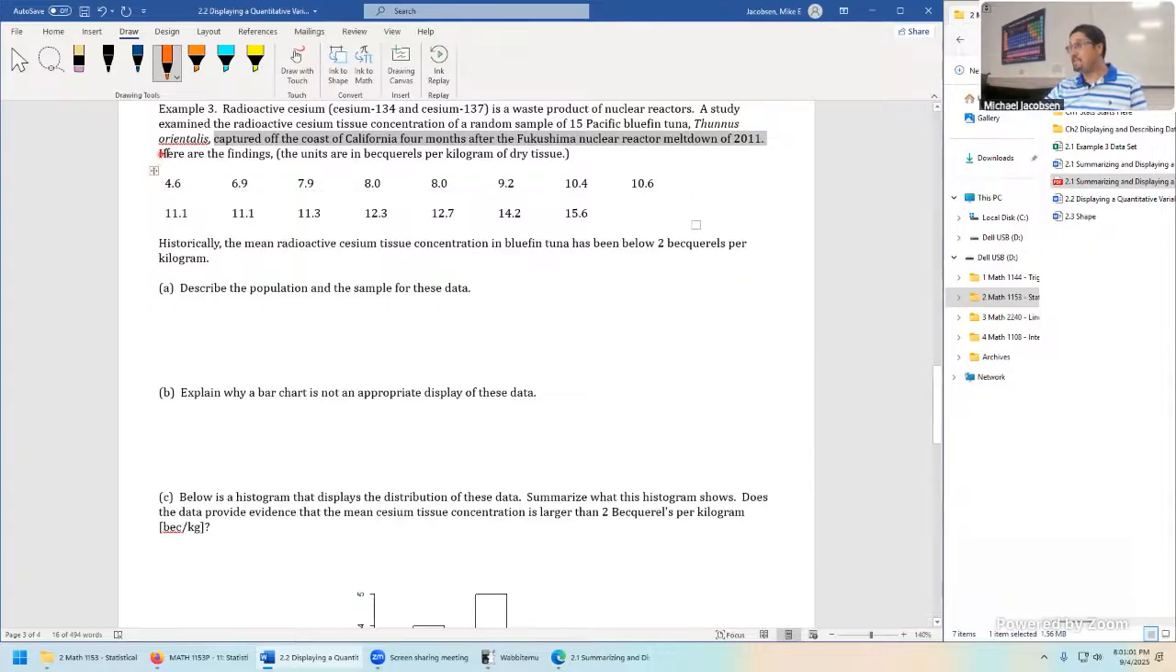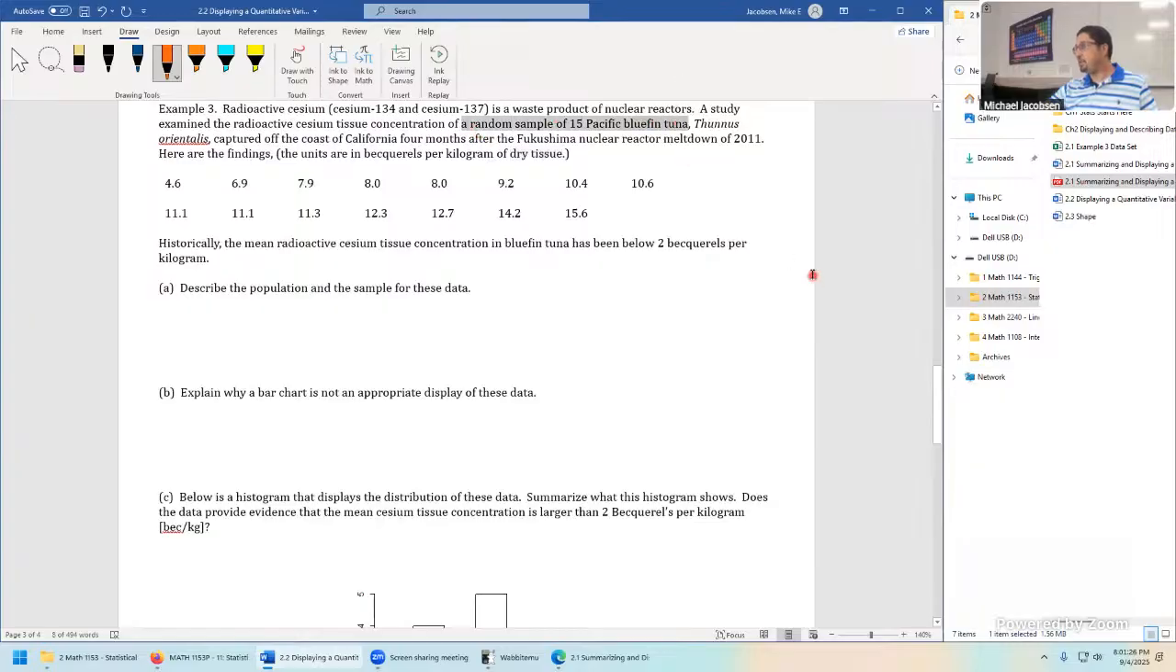And here are the findings for the radioactivity. So, radioactive cesium tissue concentration. They tell us the units are becquerels per kilogram of dry tissue. That's a weird unit, but that's just how radioactive the fish was, how glowing it might have been in the dark, for example. When it says of dry tissue, this is what they really did.